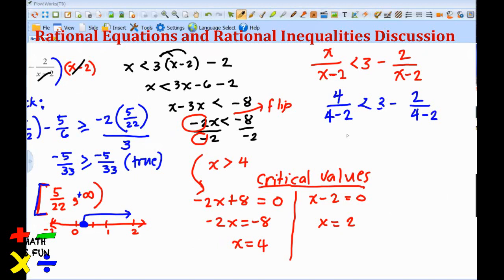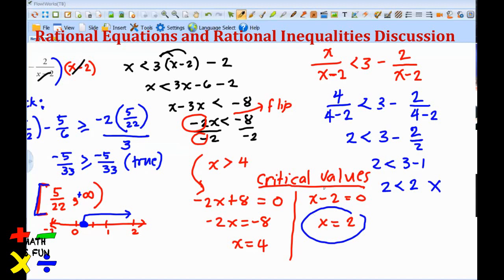So 4 over 2 will be 2. Is less than 3 minus 2 over 2. 2 less than 3 minus 1. 2 is less than 2. This is not correct, right? But since the one that we got is 4 and it is less than, all the numbers that are less than 4 are correct, right? But if you say the value will be 2, 2 is less than 4, you said that all of the values less than 4 will be correct. But if it is 2, then it cannot be because it will become undefined, right?